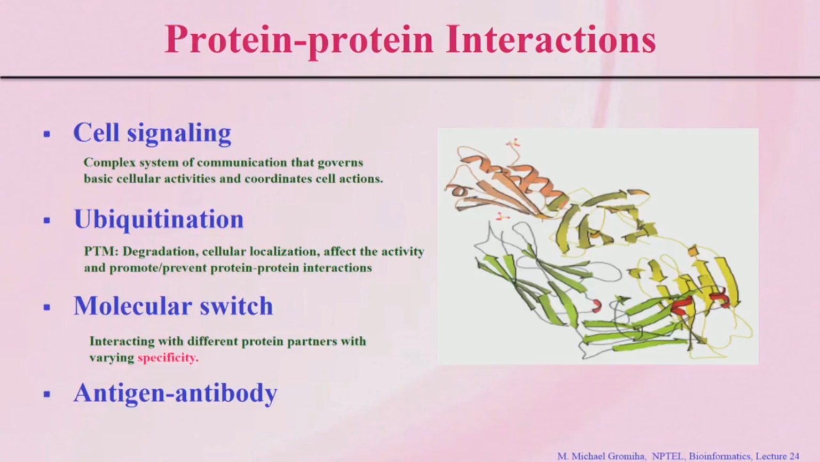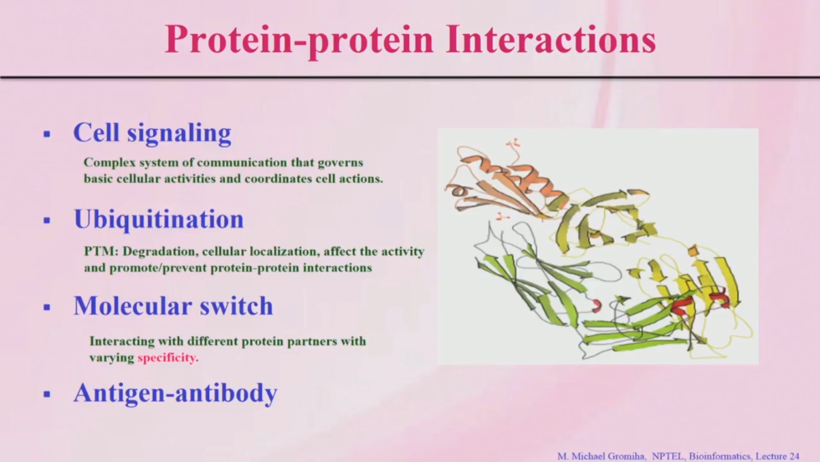Also, several protein complexes act as molecular switches. These interact with different proteins with varying specificity. For example, the same protein A interacts with B with a specific specificity as well as with C with a different specificity. In this case, they have a bias as to which molecule they can interact with at high specificity.